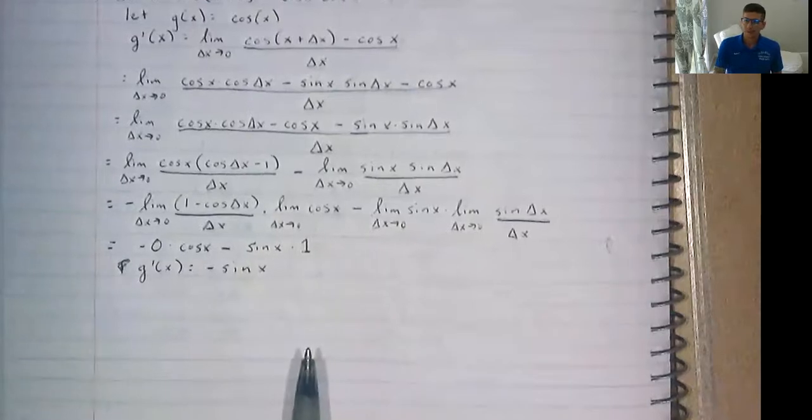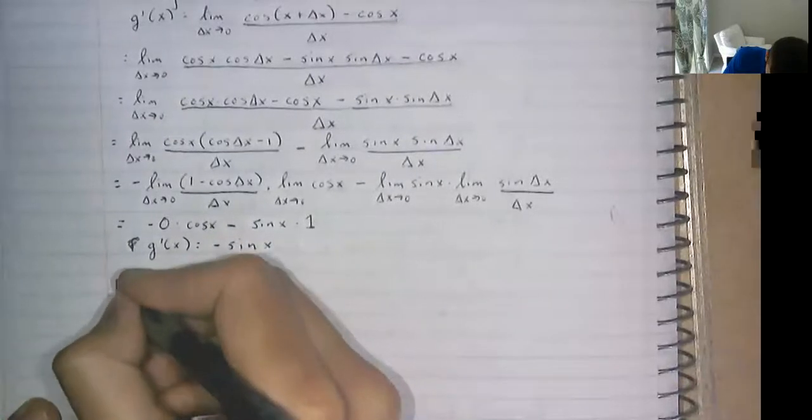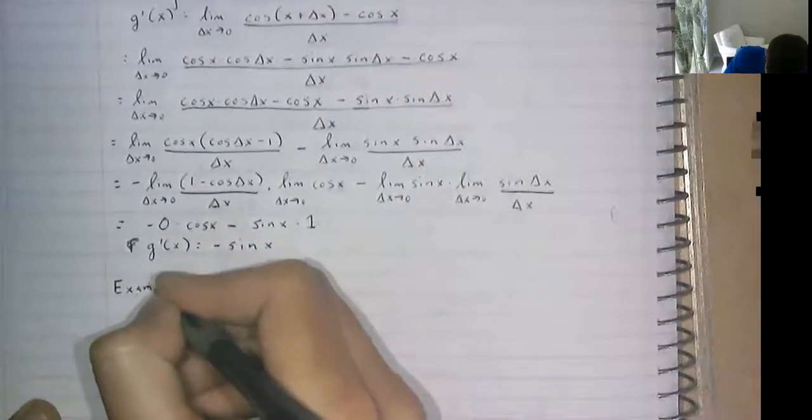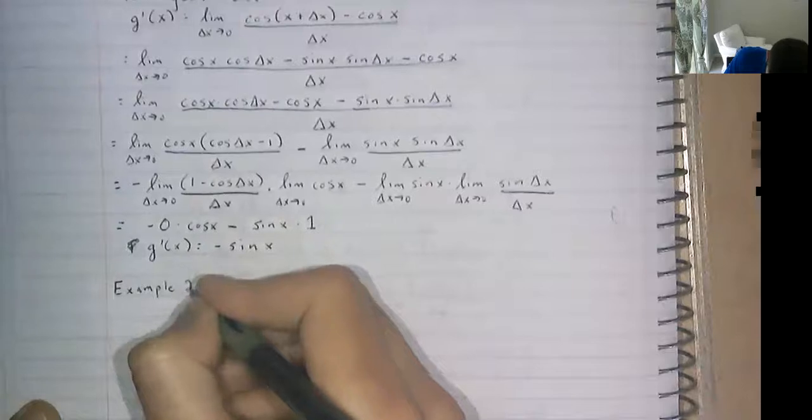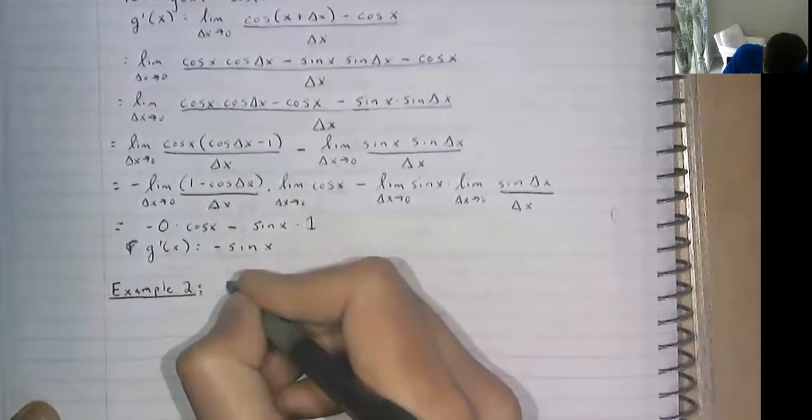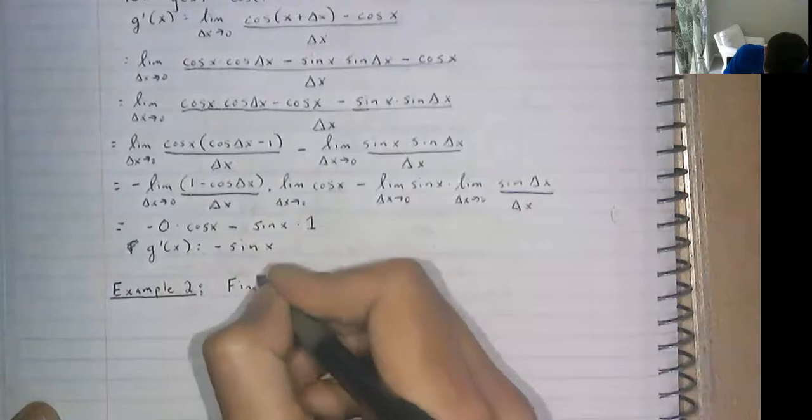And just as we were after showing the derivative of the sine, we're now equipped to tackle derivatives that include the cosine. So let's see an example of that. For example, example 2. And we are being told to find dy dx.